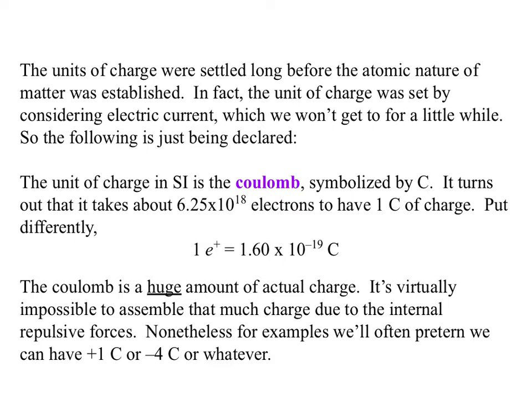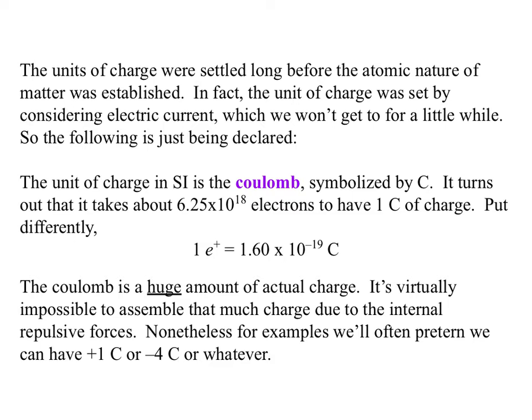so the unit of charge was set by considering something called electric current and had no idea how many electrons or protons would be involved. We won't get to current for a while, so we won't see how this works, but 1 amp of current is a real-world human scale kind of thing, and because of that, the coulomb ends up being this obscenely large amount of charge, like crazy huge. The unit of charge in SI is called the coulomb.